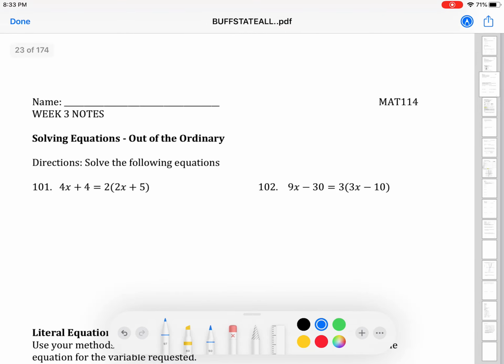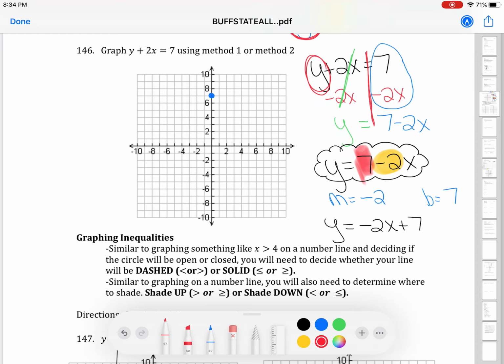Okay, so with the m and b method, you start by graphing 7 on your y-axis. So I'm going to put a point on +7 on my vertical y-axis. And then from there, you have to do rise over run. Now, there's a problem with this one. My slope is -2, and rise over run is a fraction. I'm supposed to have a number over another number.